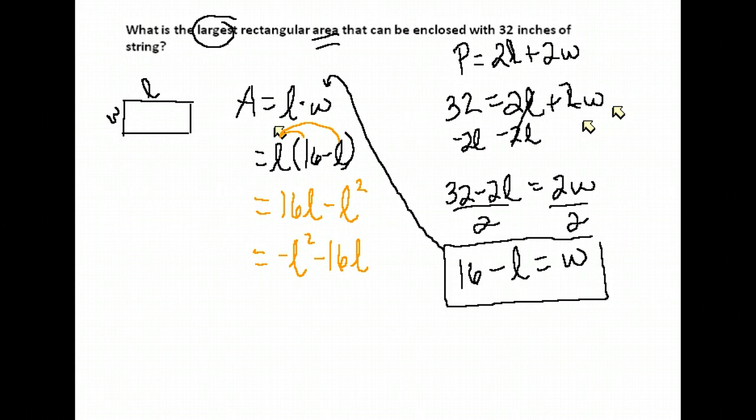I know I'm going to have a maximum because the negative here tells me this parabola would open down and would have a maximum point, which is awesome because that's what we were trying to do, find the largest area. And now we go ahead and find the vertex, because that is where our maximum is. We want the first coordinate, which remember we do negative b over 2 times a. A is the number in front of L squared, b is the number in front of L. So we have negative of negative 16 over 2 times negative 1.